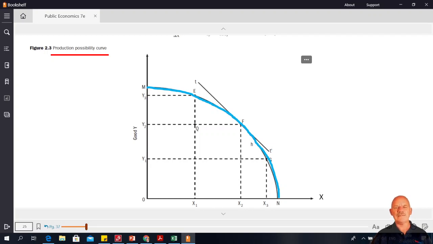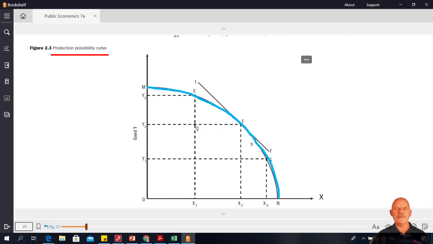I've also colored it light blue because it's the same curve as the one in the Edgeworth box. We just changed the dimensions of the graphs. So now we have good X and good Y on the axes and not capital and labor anymore. But the curves are exactly the same. So if the light blue curve in the Edgeworth box would change, then this curve would also change.